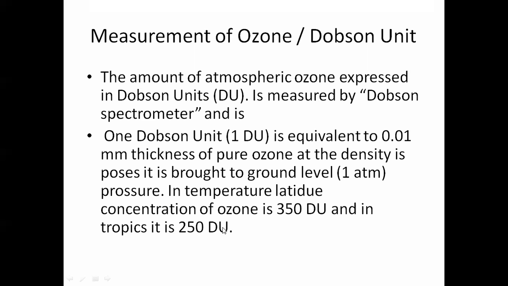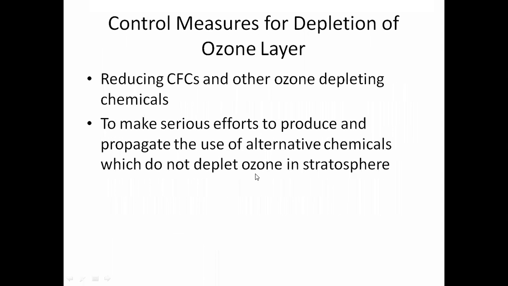It means with respect to what temperature and latitude the ozone is, they're given in the next sentence. At temperate latitudes the concentration of ozone is 350 DU, and in the tropics it is 250 DU. So this is how the ozone will be within this limit. Okay, so we'll see that.